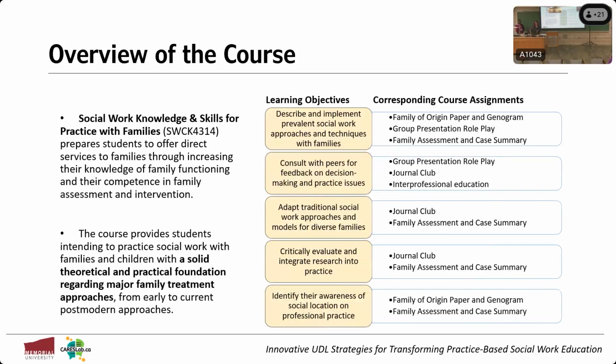So the course we're talking about today is called Social Work Knowledge and Skills for Practice with Families, and it prepares students to offer direct services to families through increasing their knowledge of family functioning and their competence in family assessment and intervention. It is a required fourth-year course in the Bachelor of Social Work program, and it's typically taught in the fall semester. So the course, as we can see here on the right, has 5 overarching learning objectives, and students have various opportunities to master these objectives throughout the course.